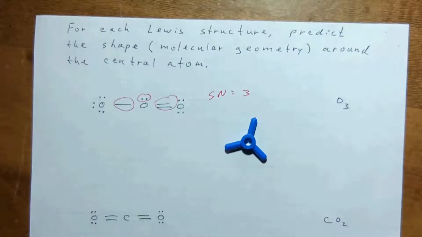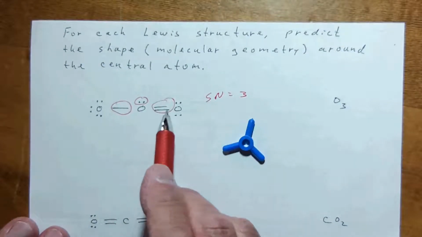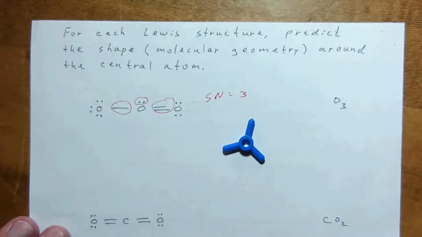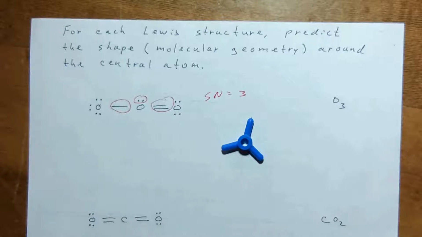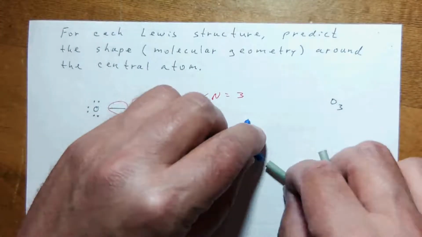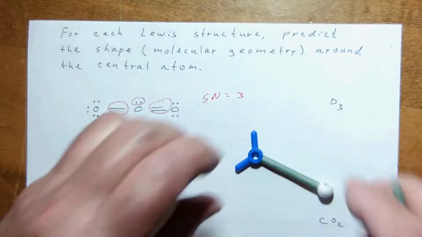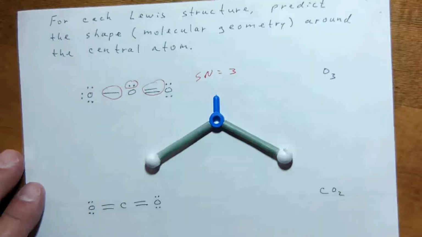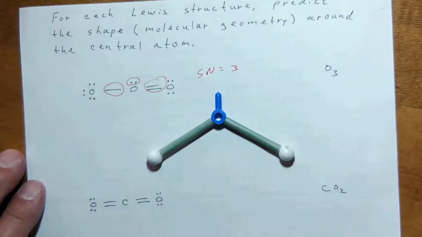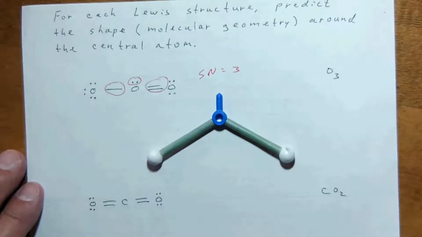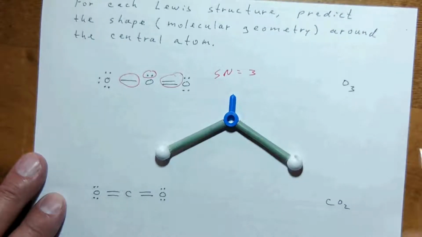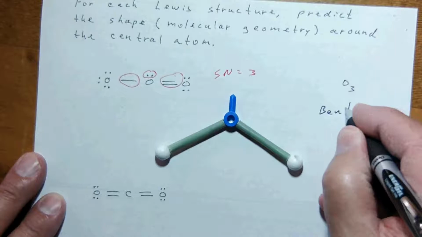So if I go to build it, I've got to start with that. How many of those things are actually bonds going somewhere? Well, you've got a double bond and a single bond. I'm not going to try to build the double bond with these little straws. It's too much trouble, but you have a bond off to the right, you have a bond off to the left. That's your model. What do you call that shape? Angular or bent. I usually say bent for these. This one is bent.